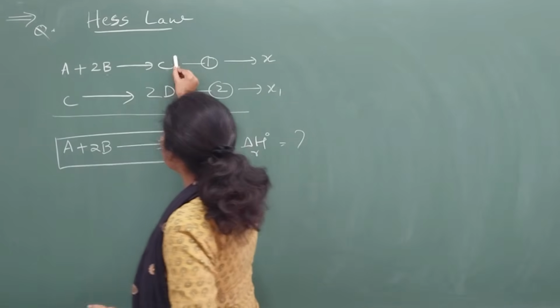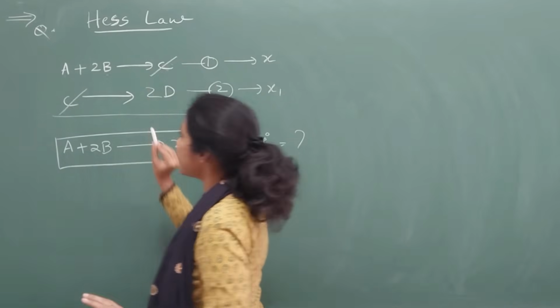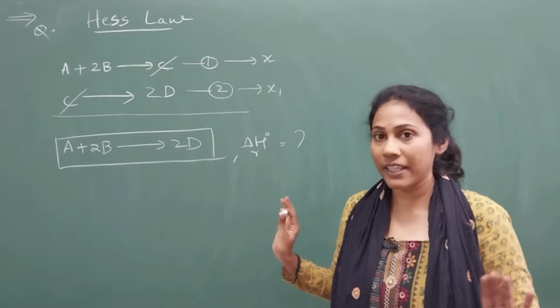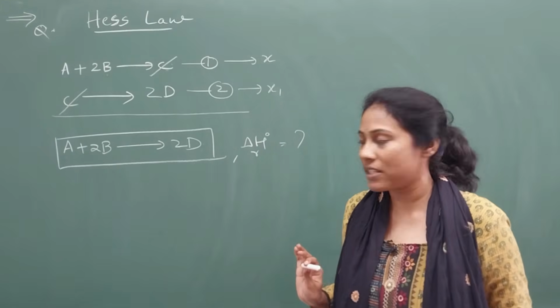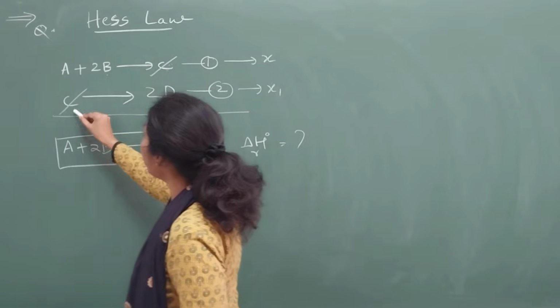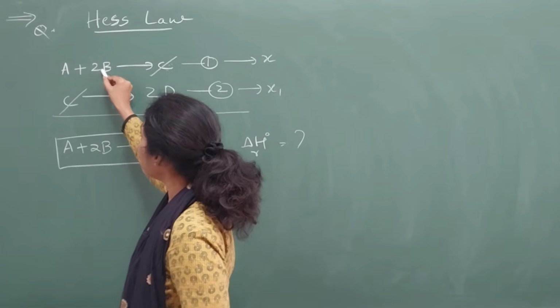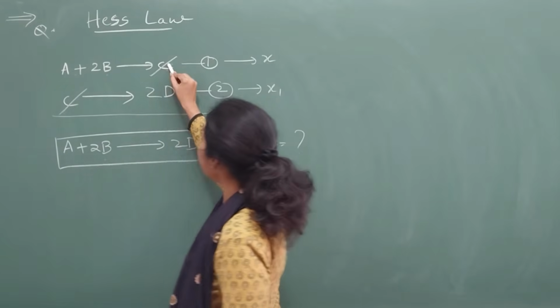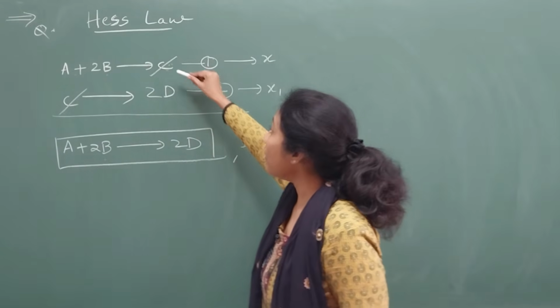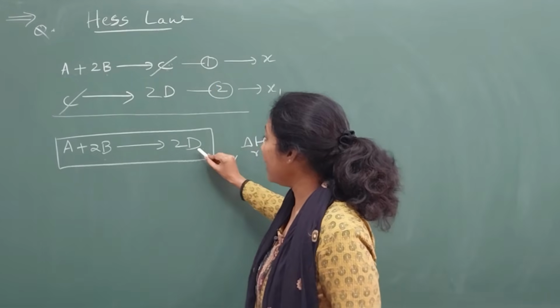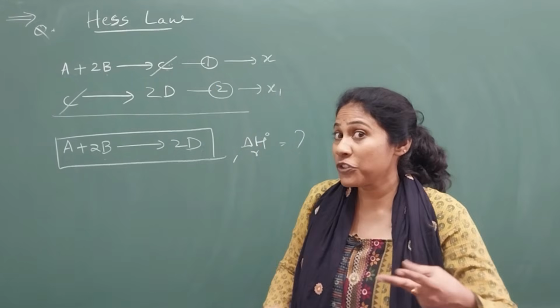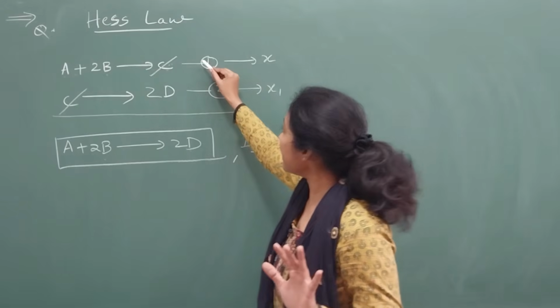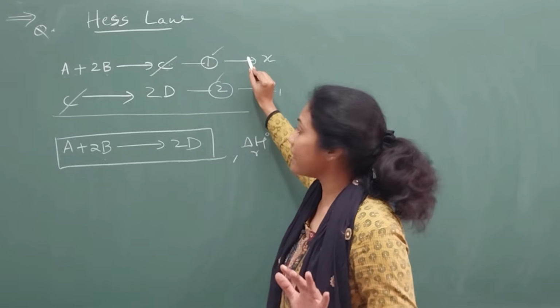On adding these two reactions, let us see whether I get my desired reaction. The things which are on opposite sides will always get cancelled in thermochemical reactions. So now I'll cancel this C with this. What is left out? On the left side, left out is A plus 2B. On the right side, left out is 2D. Yes, on adding these two reactions, I am getting this. That you have to check always. This is the given information.